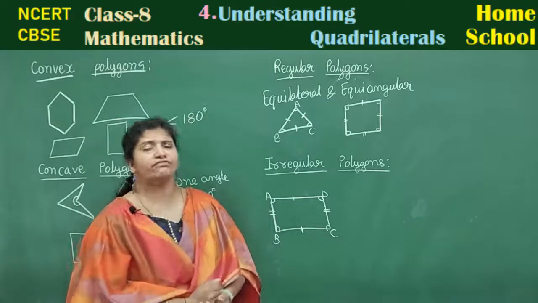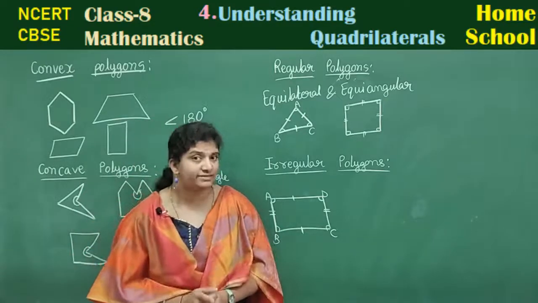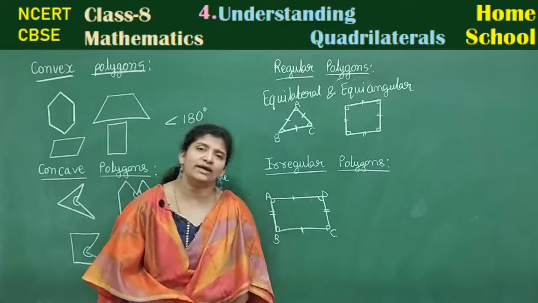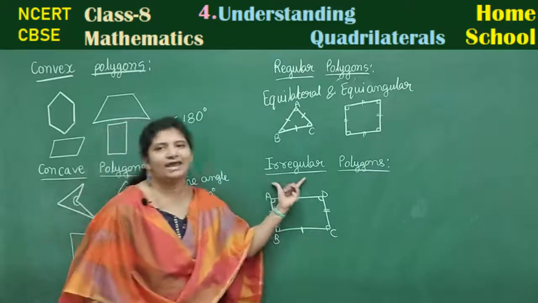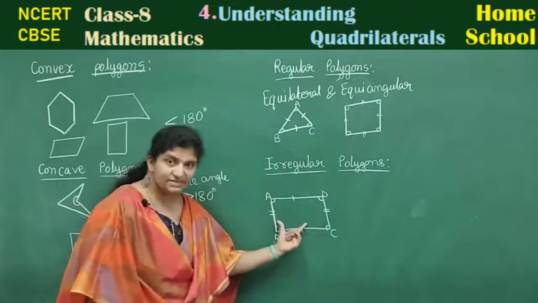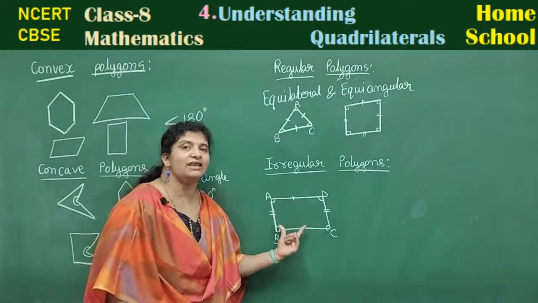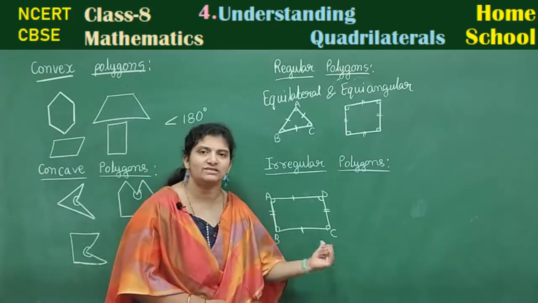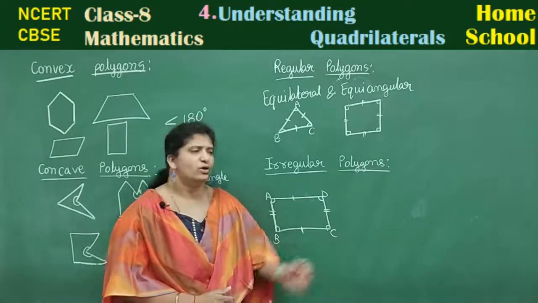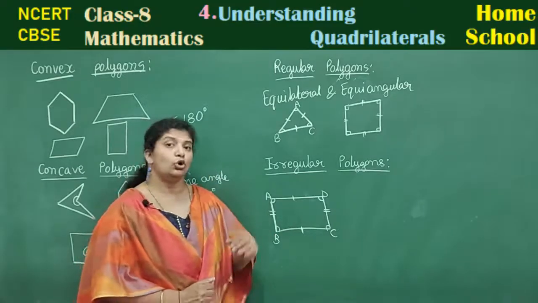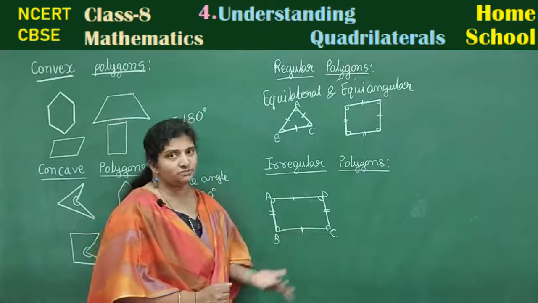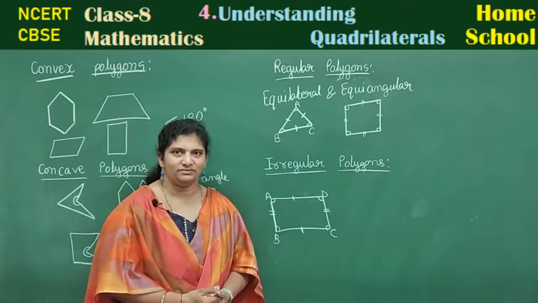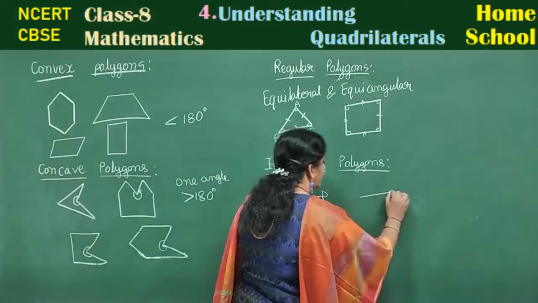But what is the condition for a regular polygon? All sides and all angles must be equal. If they are not equal, then what can you say? Those are called irregular polygons. This is a polygon and it is an irregular polygon. Any polygon which is not regular is called an irregular polygon. We can take many examples like this. Though angles are all equal, sides may not be equal. Though sides are all equal, angles may not be equal. So you can take any other figure like this.